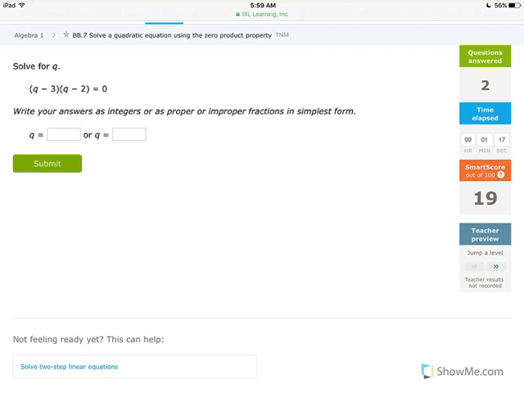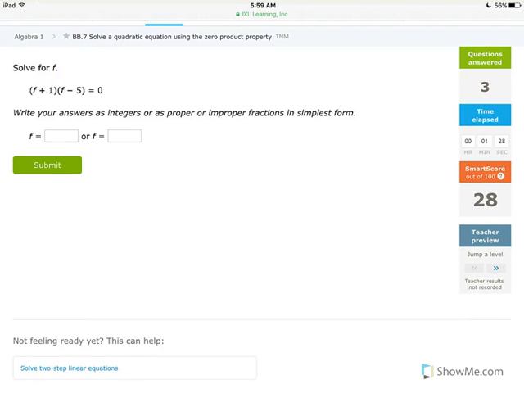The next one, what would q have to be? Q would have to be 3, because 3 minus 3 is 0. And the other factor, q would have to be 2, because 2 minus 2 would get you 0.